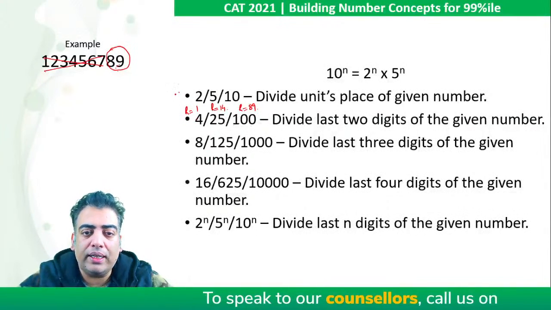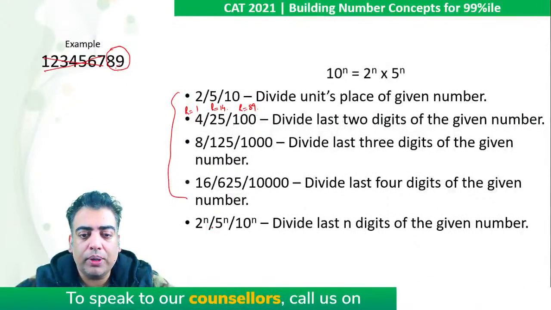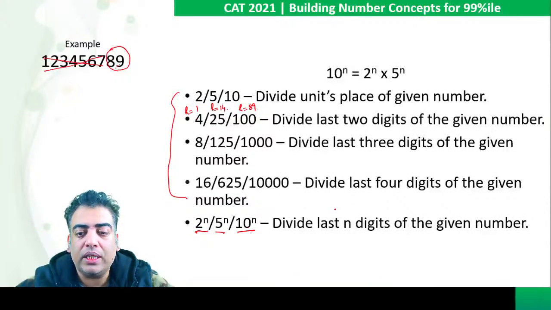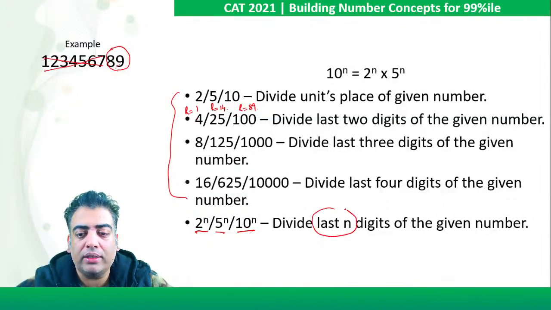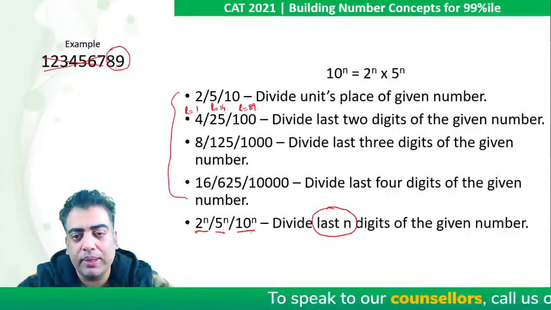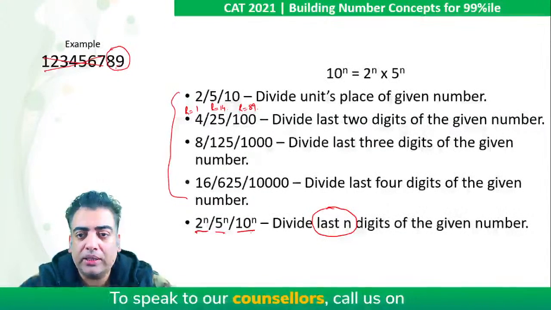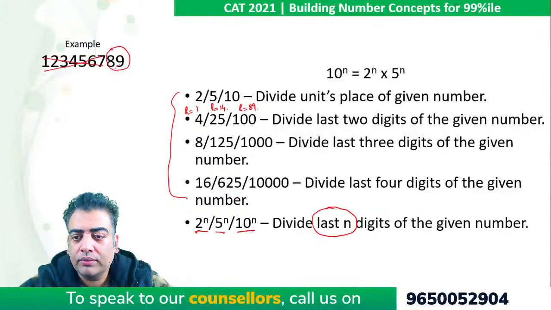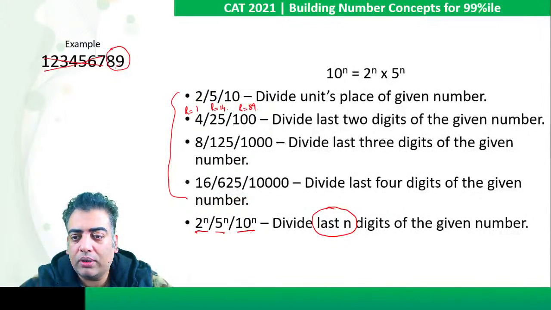And it is very easy to memorize all these, because when divisors are 2 raised to power n, 5 raised to power n or 10 raised to power n, we just need to divide the last n digits of the given number by the divisor to find the remainder. So guys, please check it out. I hope the divisibility rule of all these is clear to each and every student. If any student has a doubt, please let me know.